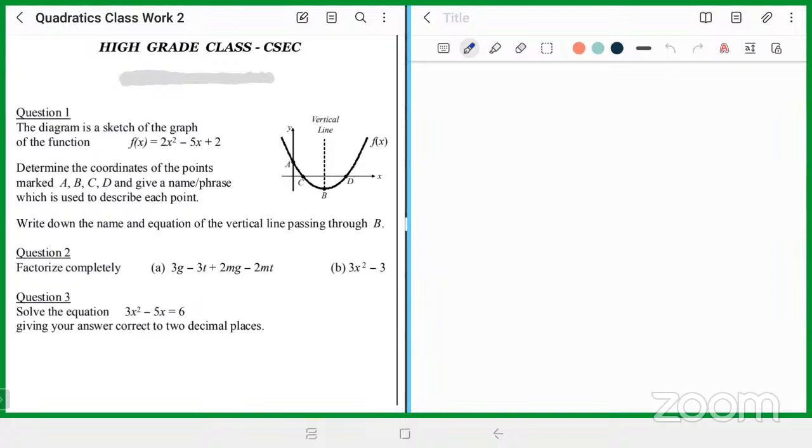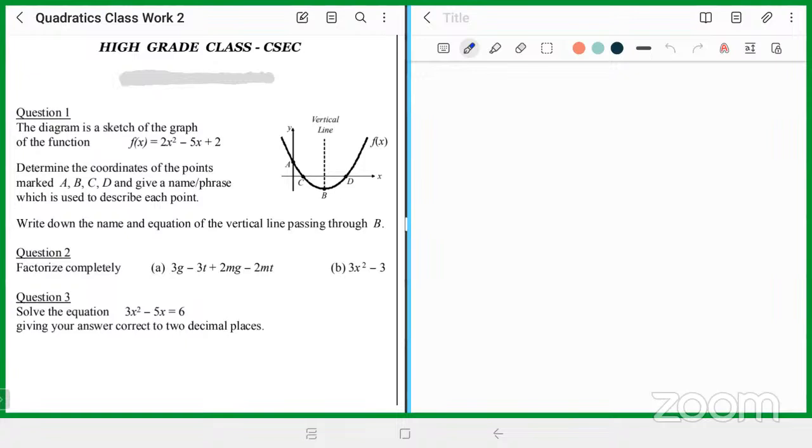Tomorrow's class, we're focusing on the last part that we have to do, which is simultaneous equations leading to a quadratic equation, and also finding a quadratic function given the roots. So that's going to be our focus for tomorrow, for this week coming up.